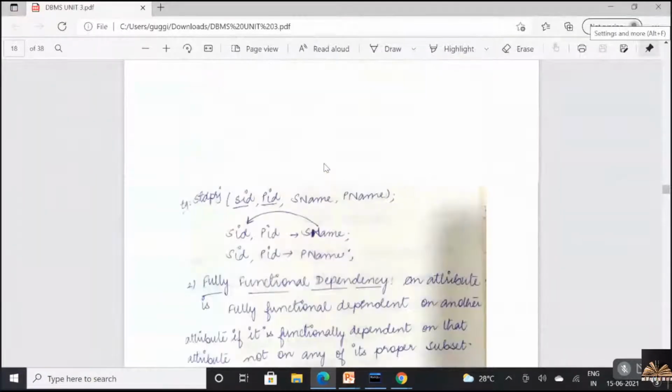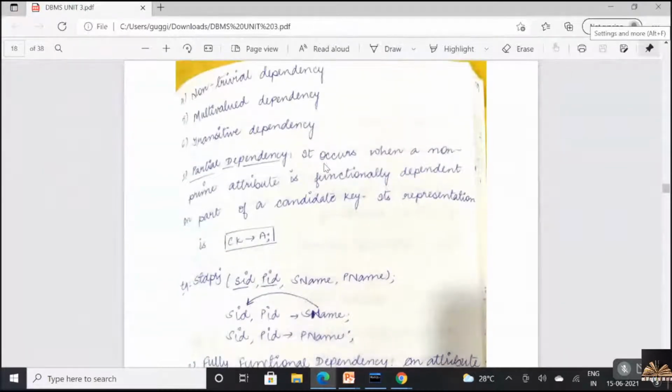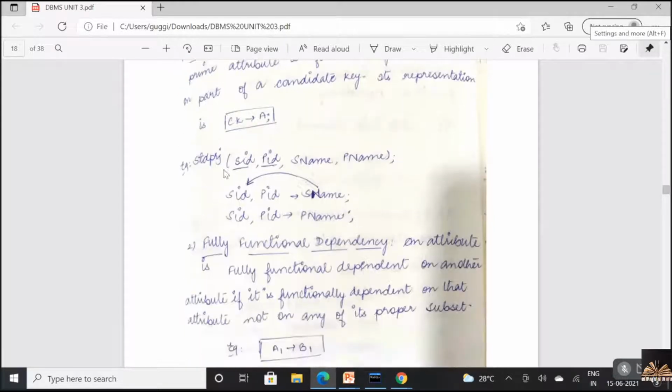Now see here. Partial dependency occurs when a non-prime attribute is functionally dependent on a part of a candidate key. If I assume a candidate key to be on the LHS, and the RHS is dependent on part of a candidate key, then I can say that partial dependency exists.